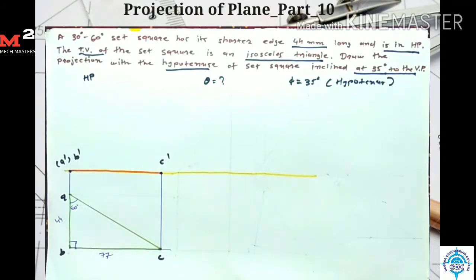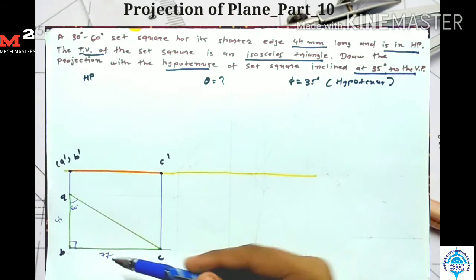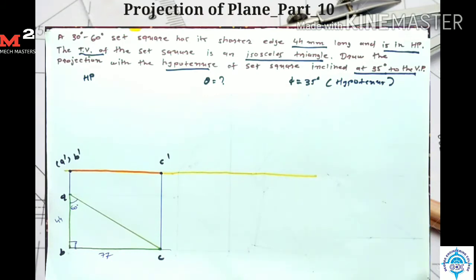So in the second stage, theta is not given, but one condition is given that the top view of the plane is seen as an isosceles triangle. So in the second stage we draw the set square with two equal sides. Here the length 44 mm is constant. The length of side BC is reduced to 44 mm, because in the second stage the set square is seen as an isosceles triangle. So we draw the isosceles triangle with two equal sides of 44 mm. The length of this 77 mm side is reduced to 44 mm because of inclination.